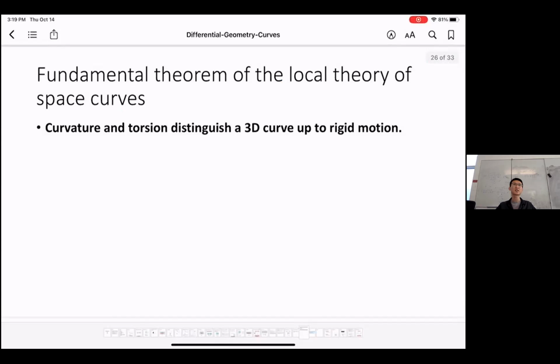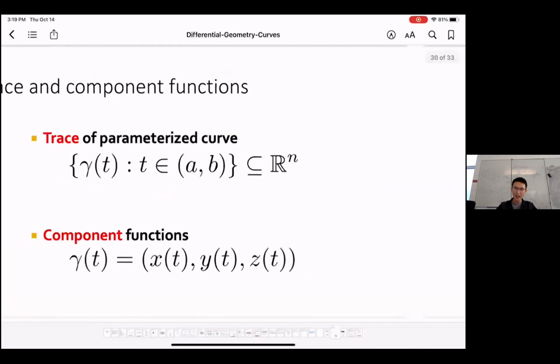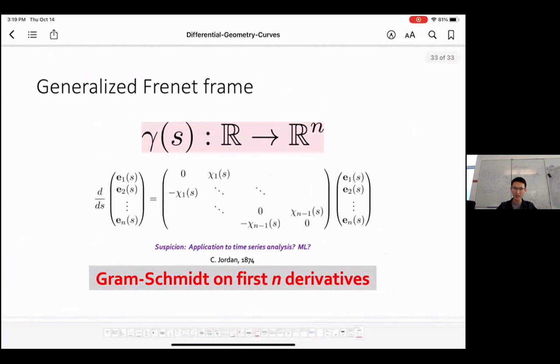As we discussed, the curvature tells you the property of the curve within the plane, and the torsion tells you the property of the curve when you twist the plane. If I know how the curve behaves within the plane and how much I twist the plane, then I know the curve. So yeah, this is basically the last thing I want to say. We do have one generalized version. I put it in the appendix because it's rather complicated.